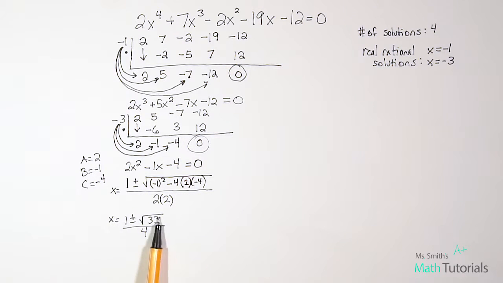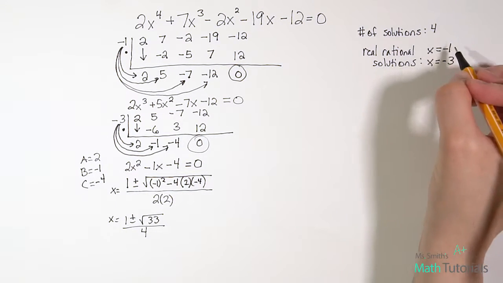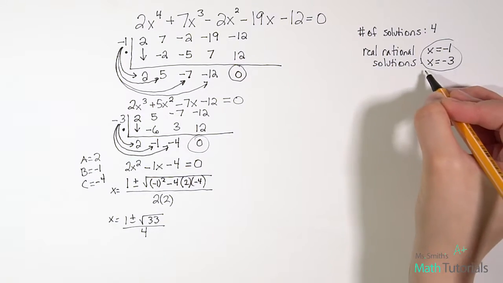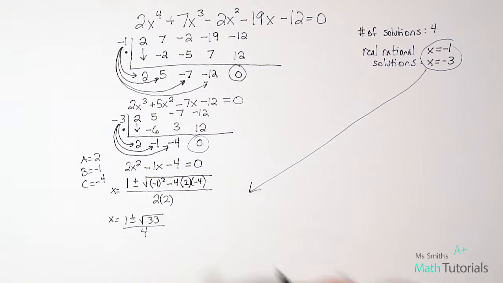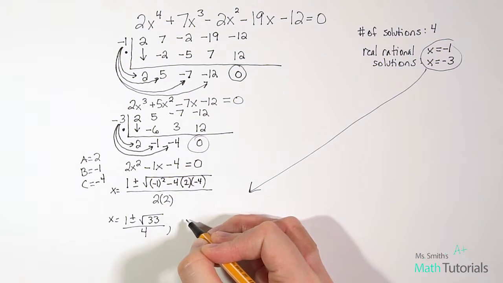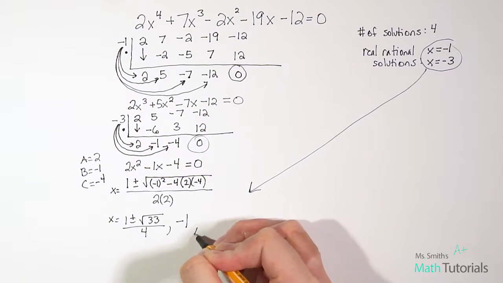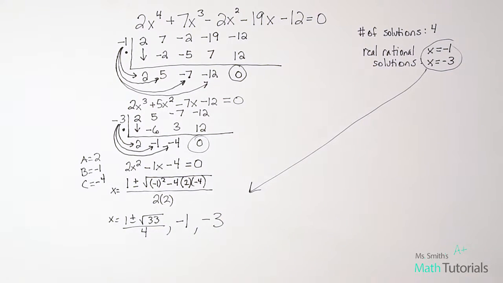That is 2 answers. In addition, we have the 2 answers we found right at the beginning, and we're going to include those with our answers. So also we have x equals -1, and we also have x equals -3 for a total of 4 solutions.